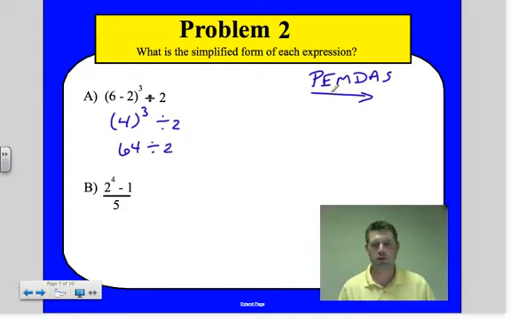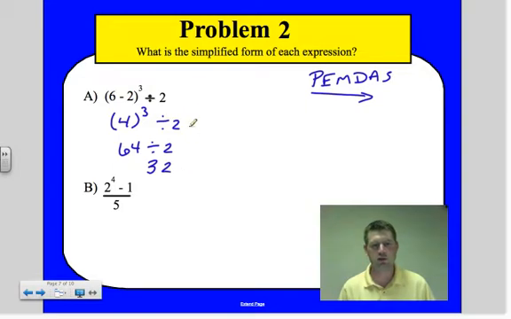And then you're going to see multiply and divide. Now, one thing you need to know about multiply and divide is that they go together. So you do it as you see it. So if multiplication came first, you would do it. If division came first, you would do that first. In this case, we only have the division symbol. So really, we're just kind of to the point of simplifying here. And you get 64 divided by 2, and you get 32.